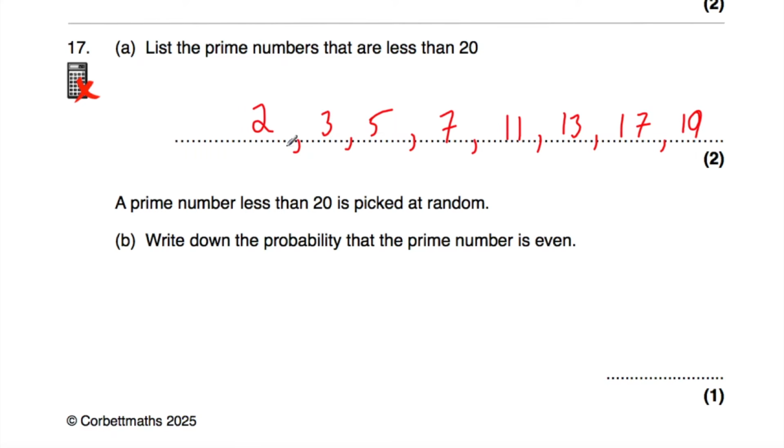Okay, then if we carry on, we're told a prime number less than 20 is picked at random. So there's a prime number less than 20 that's going to be picked at random. It's going to be one of these numbers.